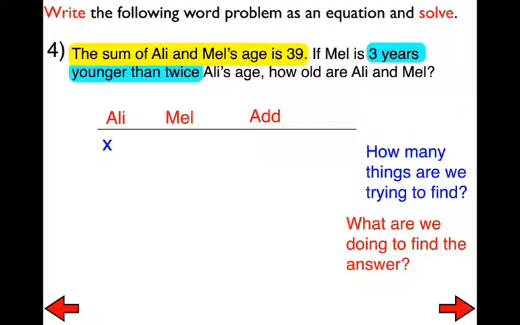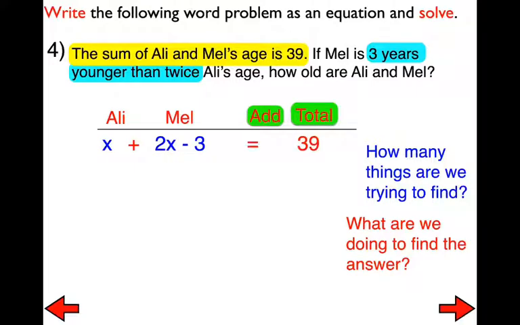Now, Mel is 3 years younger than twice. That's kind of like 3 years less than twice, or 3 years fewer than twice. So that would mean Mel should be 2x minus 3. And this is why we're doing this one together. All right, we know we have to add their ages together. Make sure you're taking perfect notes on this problem. And when we add them together, they're supposed to be 39.